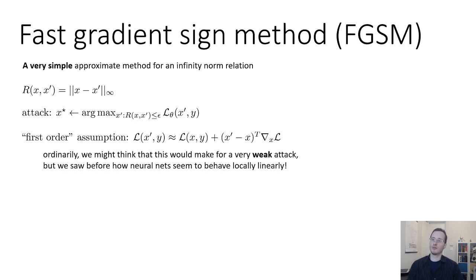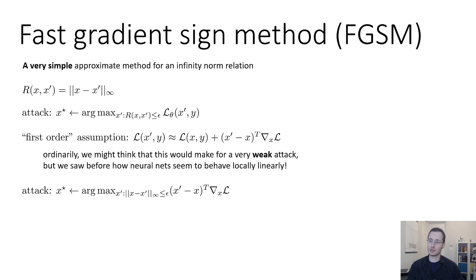Now, ordinarily, we might think that this would make for a very weak attack, because your neural net is not linear, and a first order Taylor expansion of your loss function might not be a very accurate representation of what your loss function actually looks like within that epsilon ball. But we saw before how neural nets seem to behave linearly locally, and perhaps in light of that, this might actually work decently well. In fact, you could also go the other way and say the fact that this attack actually works well supports the notion that neural nets locally behave in a linear way. And this attack does work very well.